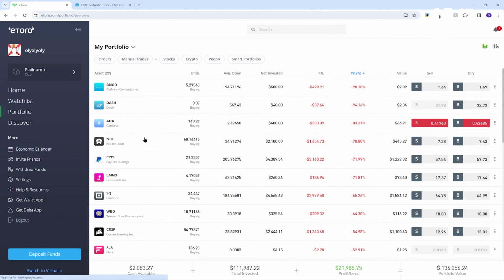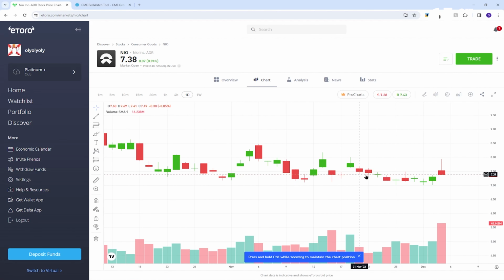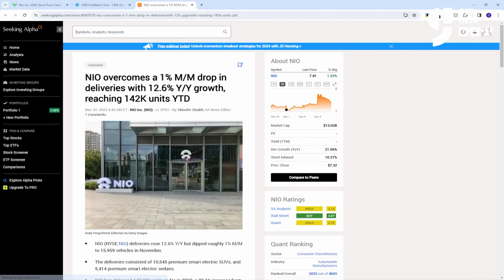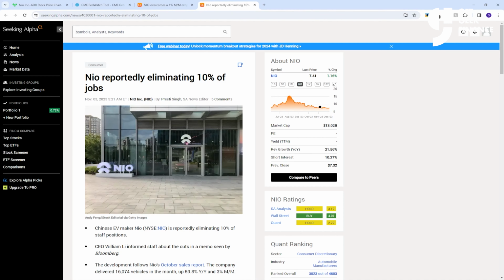Next on my portfolio update is NIO. This is down 78.8%. In November, this finished the month pretty much where we started. In November, NIO delivered 15,959 vehicles, which was a dip of around 1% month over month, but deliveries did rise 12.6% year over year. NIO are apparently eliminating 10% of staff positions, as NIO said it needed to improve efficiency and ensure adequate resources.